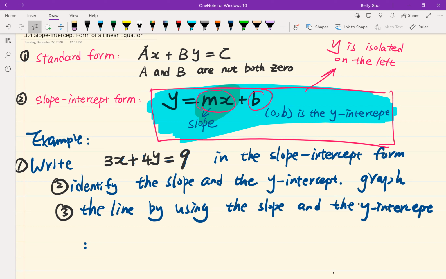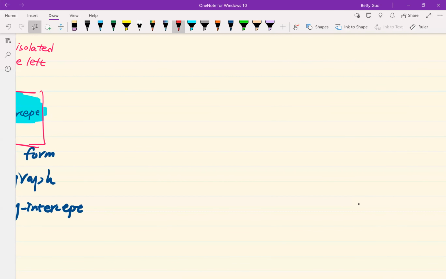Okay? All right, let's practice. We learned the slope-intercept form. The slope-intercept form of a straight line is y equals mx plus b. We're going to do a practice.